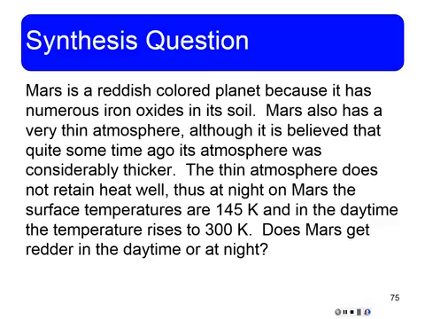Okay. It says it has a very thin atmosphere. So this used to be thicker. Okay, the thin atmosphere doesn't retain heat well. So at night on Mars, the temperatures are about 145, and in the daytime it rises to 300. Okay, meaning that it's a lot cooler at night than in the daytime on Mars. Okay. Does Mars get redder in the daytime or at night?